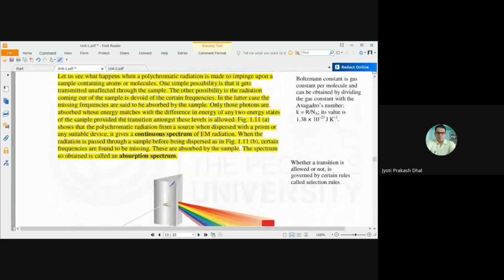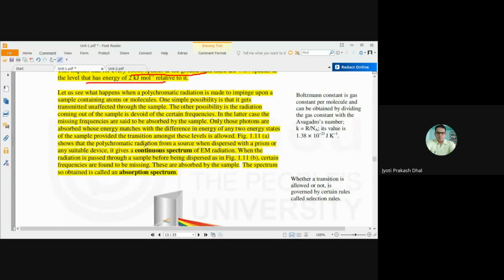Now coming to the different types of spectrum, absorption and emission spectrum. Here we will discuss these two types of spectrum. Let us see what happens when a polychromatic radiation is made to impinge upon a sample containing atoms or molecules. You consider a particular sample and polychromatic radiation is allowed to fall on that sample.